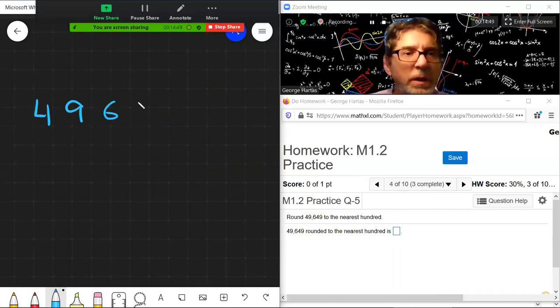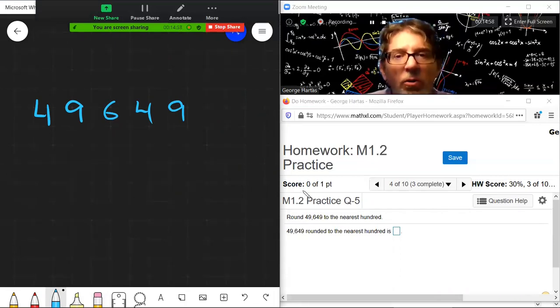$49,649. Optional to use a comma here since we're not really doing a place value problem. We don't have to put a comma. You can if you want. Round to the nearest 100.